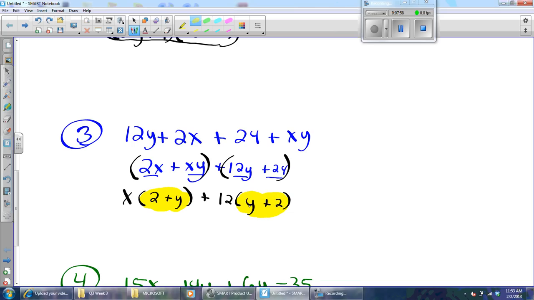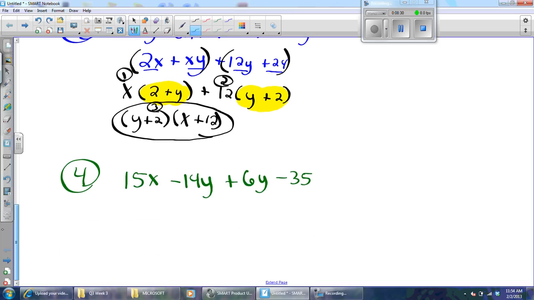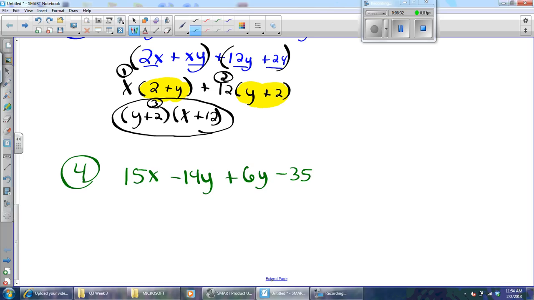What do you think, Kyle? Are they the same thing? Yeah, they sure are. Therefore, they're a common factor. So I'm going to GCF one more time. So I'm going to pull out a y plus 2, and then I'll be left with x plus 12. And there's your answer. I GCF once, I GCF twice, and I GCF a third time when I pulled out the y plus 2.